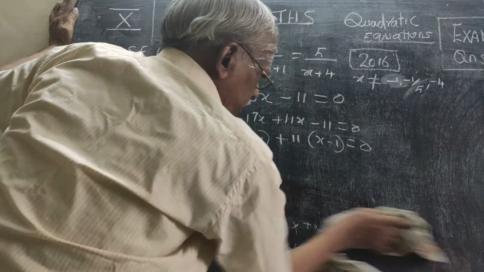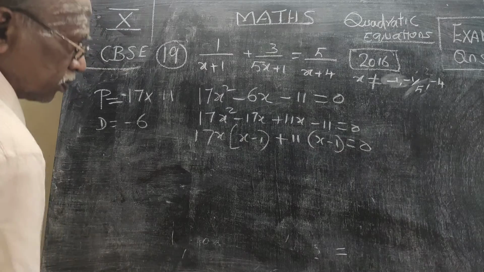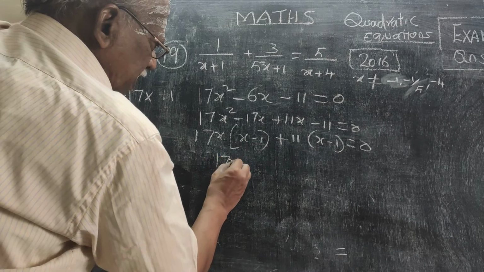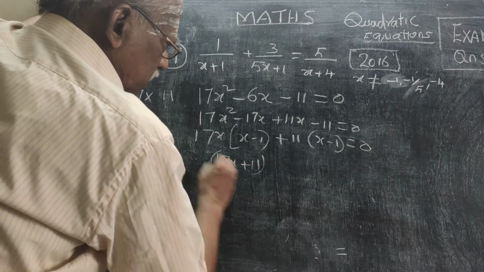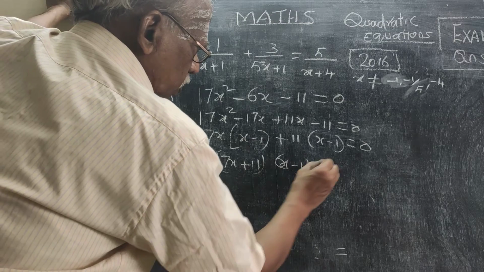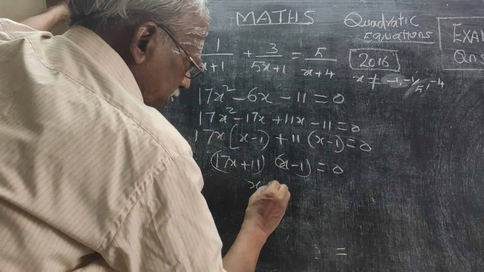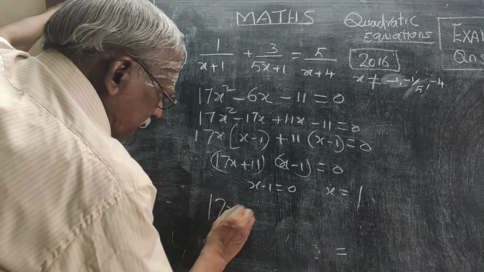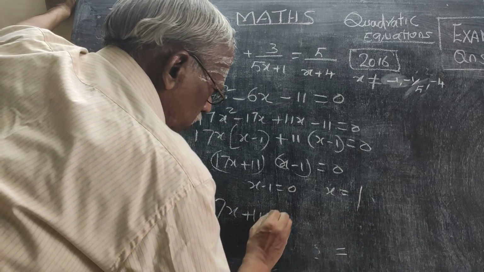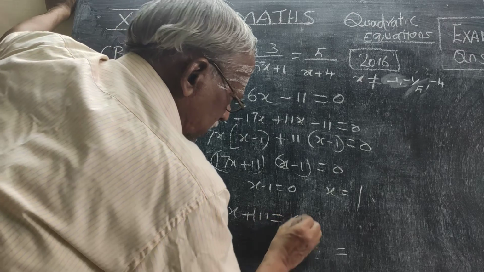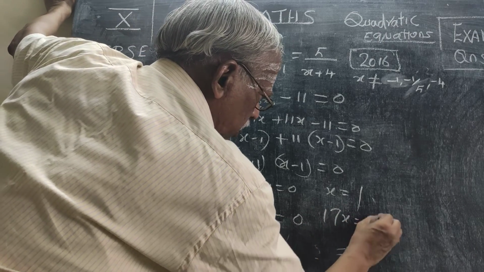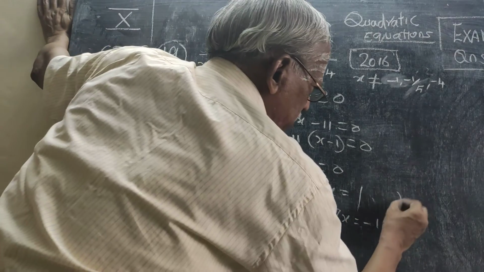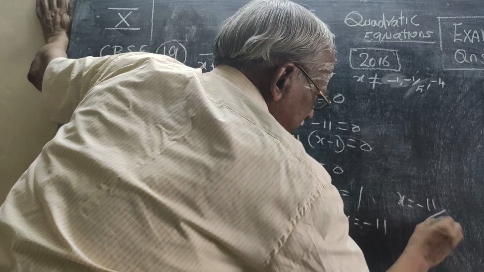Therefore, you have 17x plus 11 into x minus 1 equal to 0, that is x minus 1 equal to 0, or x equal to 1. 17x plus 11 equal to 0, otherwise 17x equal to minus 11, or x is equal to minus 11 by 17.